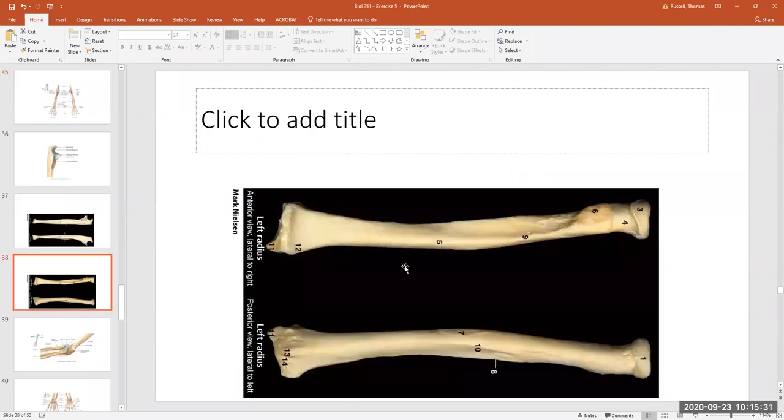So we have to recognize the head. We have to learn the radial tuberosity. The radial tuberosity is this rough area that we see here. And you have to know the styloid process. So identify the bone as a radius. Learn the head of the radius. Learn the radial tuberosity, which is that roughened area just below the head, and then the styloid process that comes off the end.